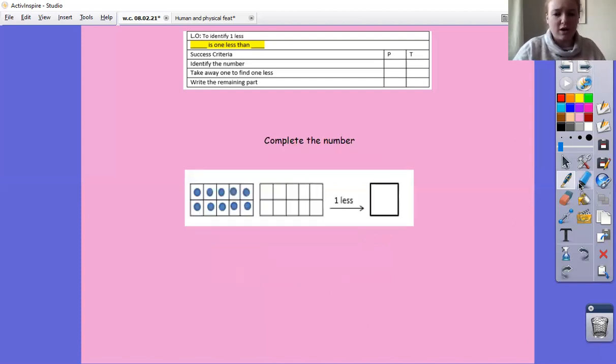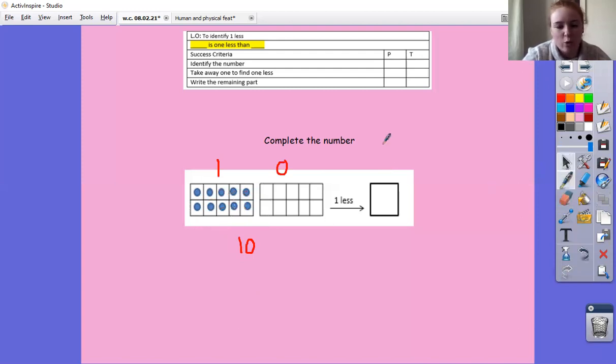Okay, let's have a go at this one. I want to know what 1 less than this number is. I know that to find out what 1 less than this number is, I need to take one away. So let's find out what number this is first. How many complete 10s frames do I have? I have 1 complete 10s frame. Do I have any more? No. Let's go to my incomplete 10s frame. How many 1s do I have? I've got 0 ones. So if I've got 1 ten and 0 ones, what number is this? It is 10.